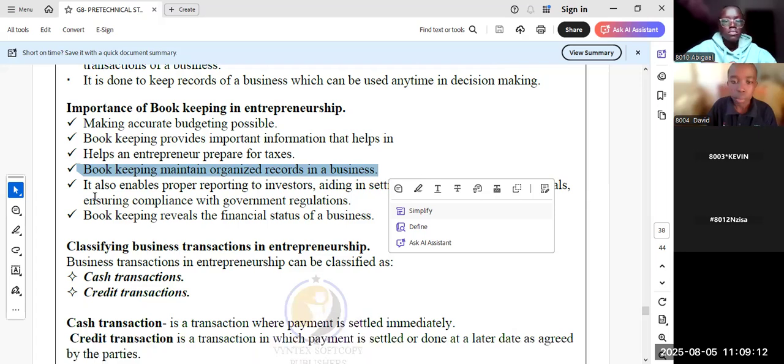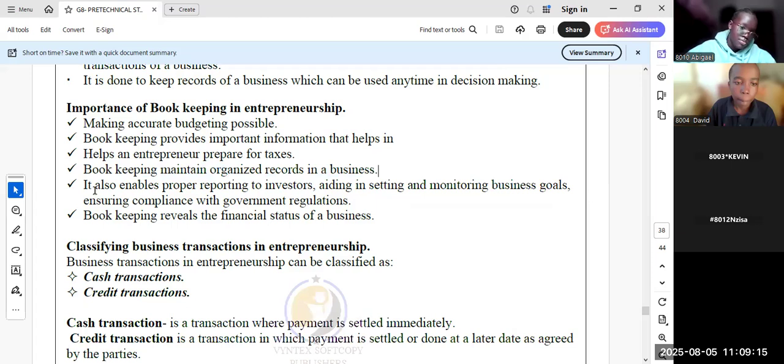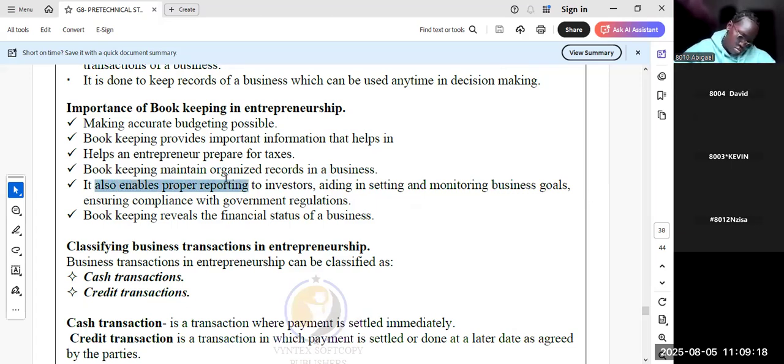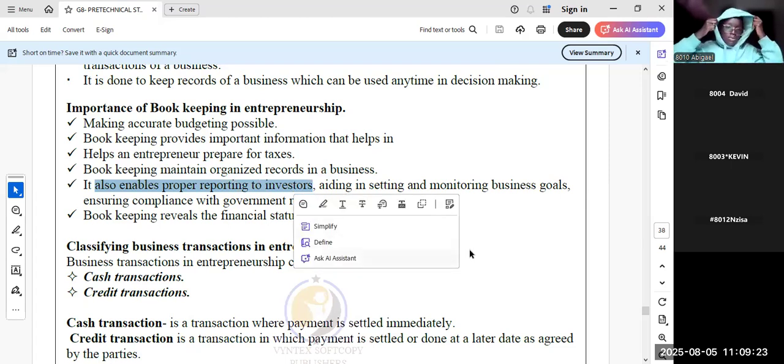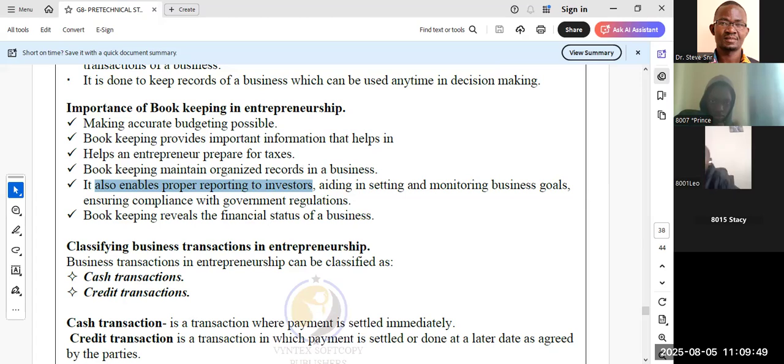Then we have the next point where we are saying that it enables proper reporting to investors. Supposing somebody has come up with an idea, they want to assist you boost your business, and they are asking you now, what are the challenges you are facing? How will you want us to assist you? And you're like, okay, my biggest challenge is finances. Then they tell you, do you have bookkeeping records for your business so that we can have a look? The moment you give them your business records, they'll go through and they'll be able to assist accordingly.